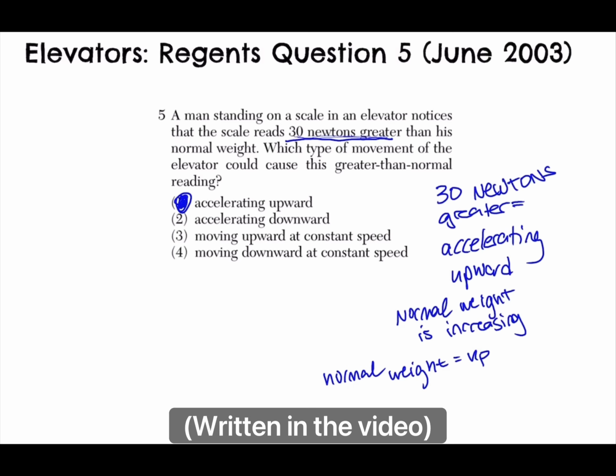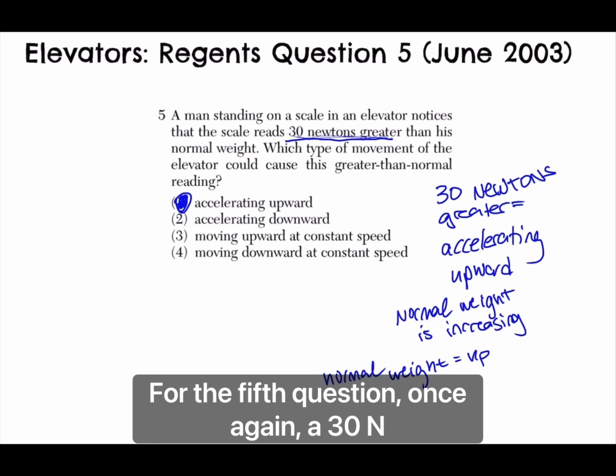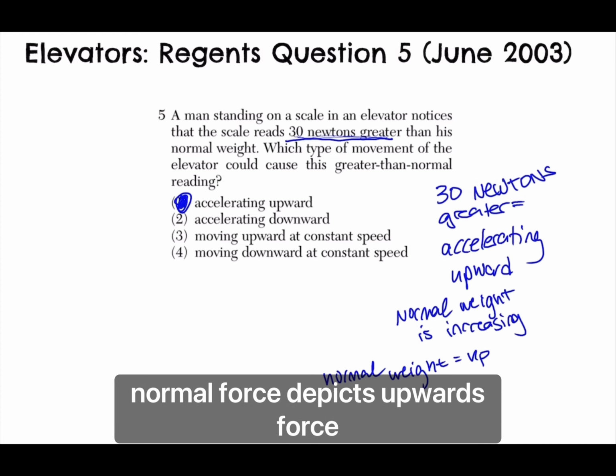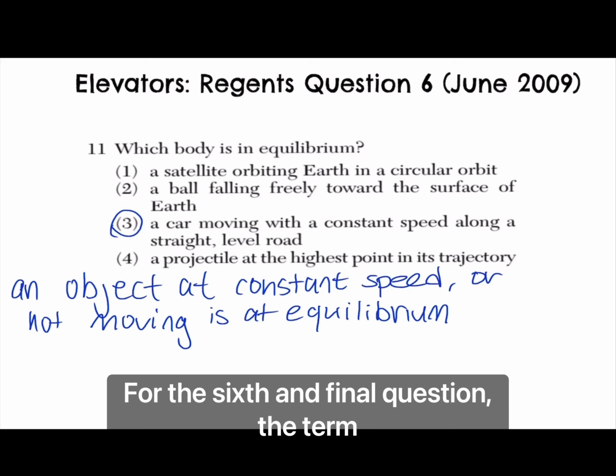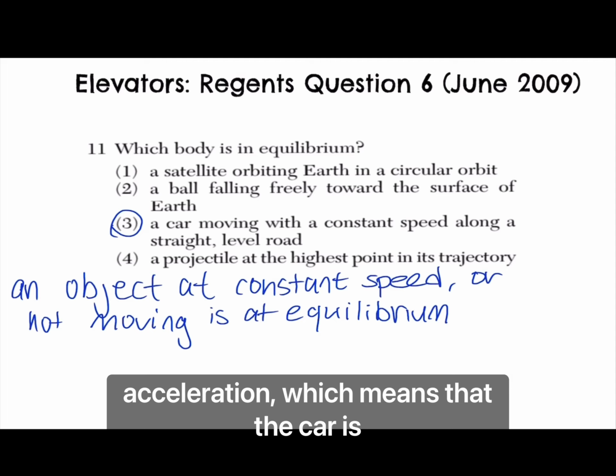A man is standing on a scale in an elevator and notices that the scale reads 30 newtons greater than his normal weight. Which type of movement of the elevator could cause this greater than normal reading? For the fifth question, once again, a 30 newton increase indicates accelerating upwards, as normal force depicts upwards force. For the sixth and final question, the term constant speed is an indicator of no acceleration, which means that the car is at equilibrium.